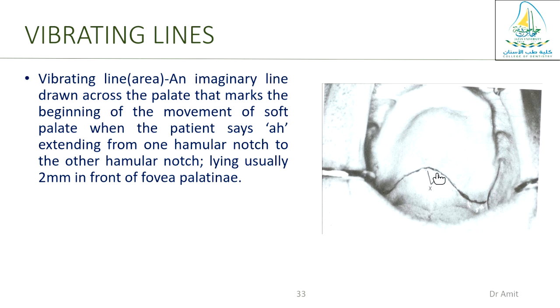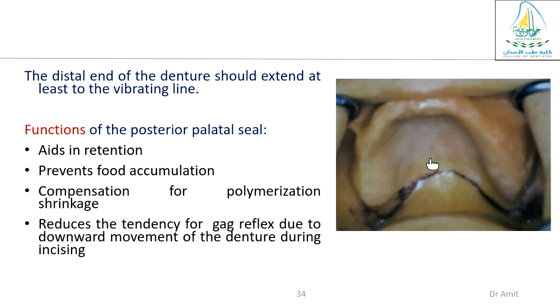It is one of the limiting structures. Now the distal end of the denture should extend at least to the vibrating line. So whatever we have marked here, the denture should extend to it. So it is one of the limiting structures. Now what is the function of this posterior palatal seal area? The posterior palatal seal area is this complete area. But what is this? This is the vibrating line. This is the distal most extension of the posterior palatal seal area.